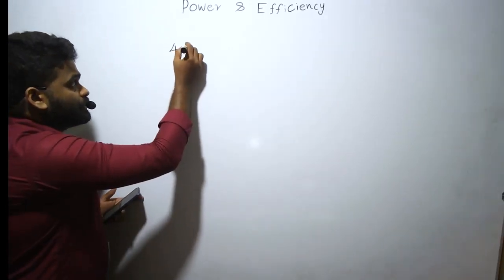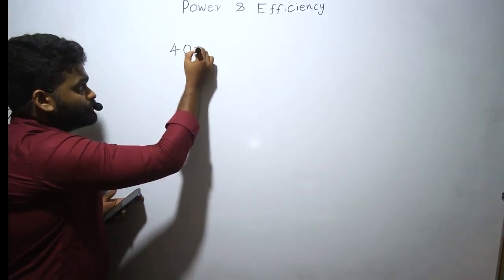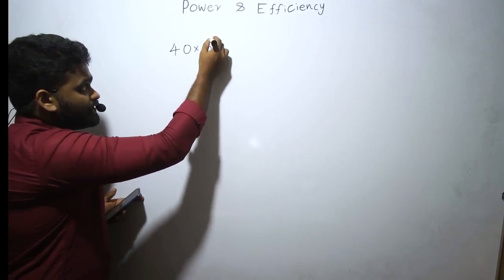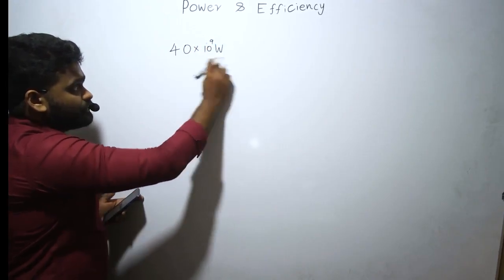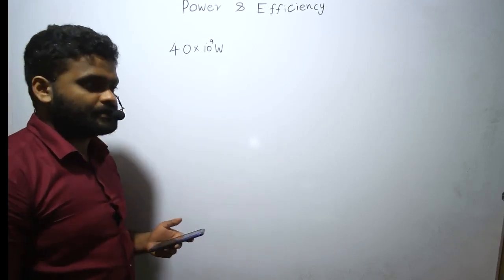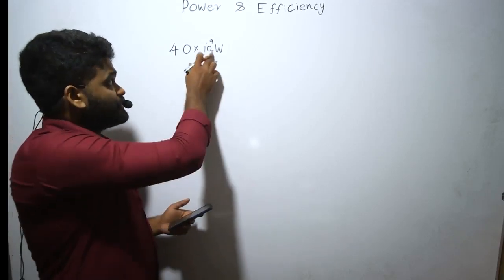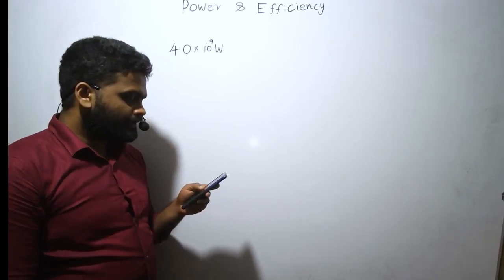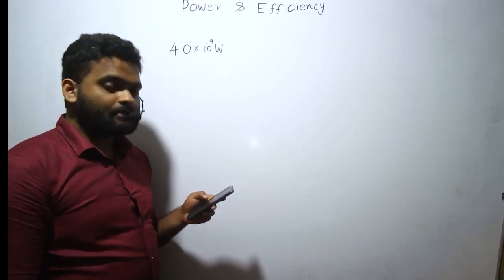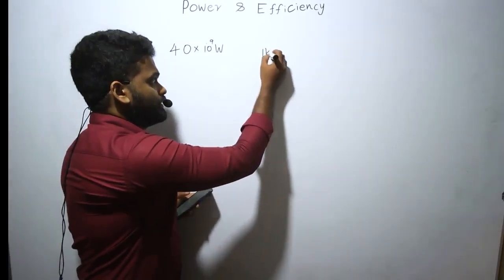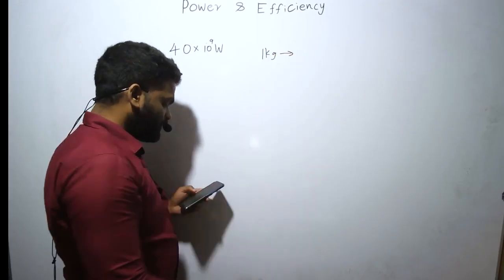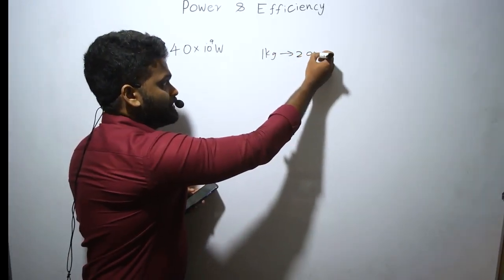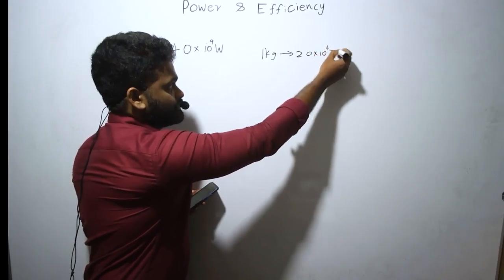40 giga means what? You need to remember the values of these prefixes. Giga means 10 to the power 9, right? So this is the power consumption of the country, meaning per second this much energy is consumed. Then they say 1 kilogram of coal provides 20 megajoules. Mega means 10 to the power 6 joules.